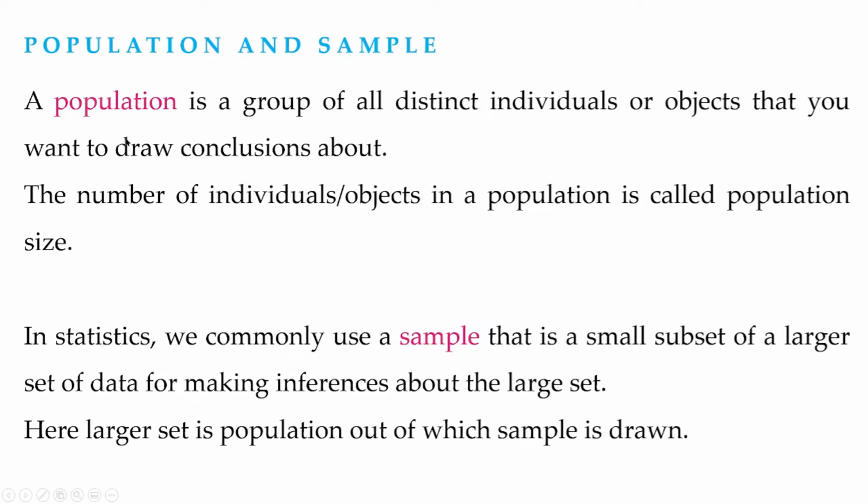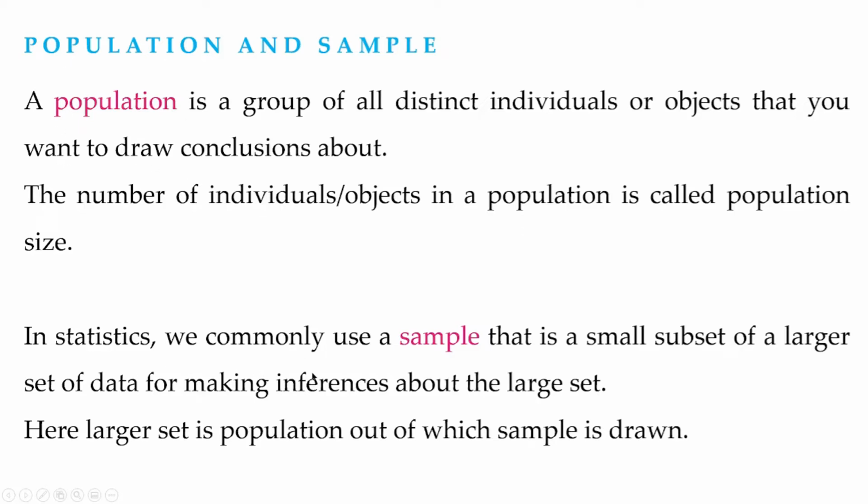So the population consists of the group of all those individuals or objects which a researcher wants to study. The number of individuals or objects in this population is called population size. It is not always easy to collect information from each and every individual or object in the population. So in general in statistics, the researcher will use a sample from the population to study this population.